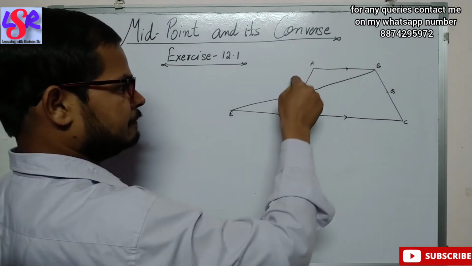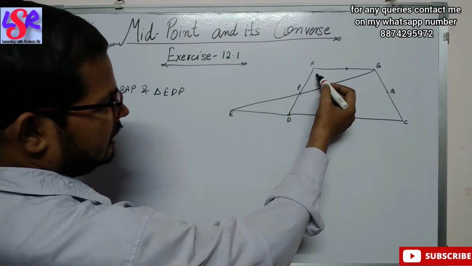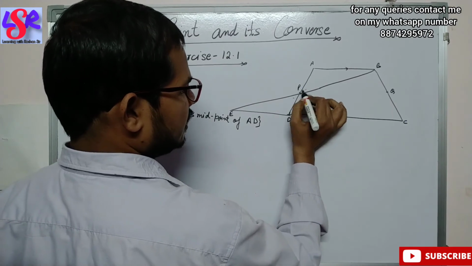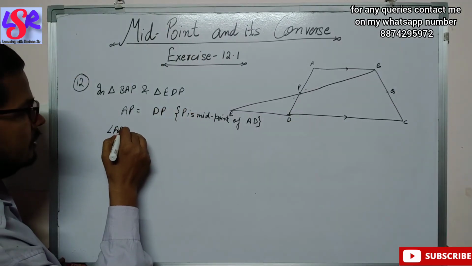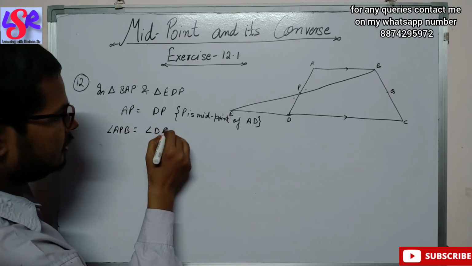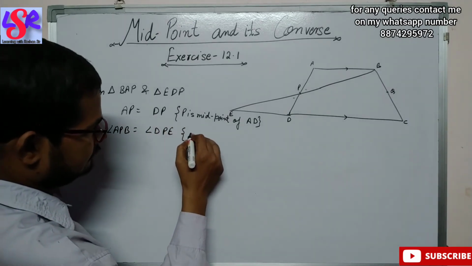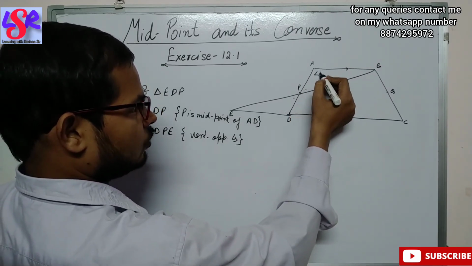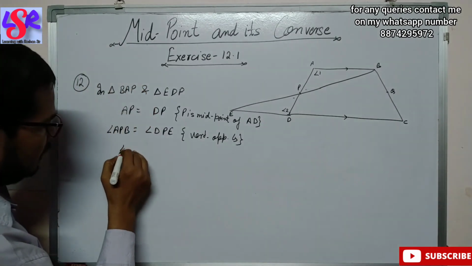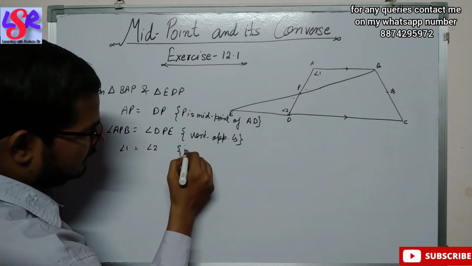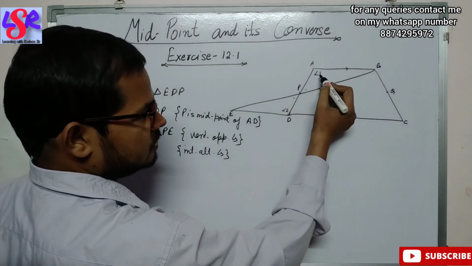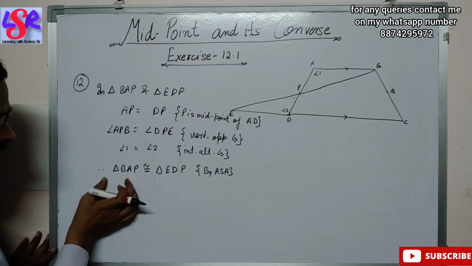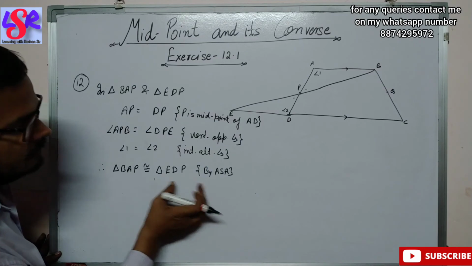So in triangle BAP and triangle EDP, this AP will be equals to DP as P is a midpoint of AD. Then this angle will be equals to this one as vertically opposite angles. So angle APB equals to angle DPE, vertically opposite angles. And this angle will be equals to this one as interior alternate angle. Let this one be angle 1 and this one be angle 2. So angle 1 equals to angle 2, interior alternate angles. Now to prove these two triangles congruent, we have used this angle, this side, then this angle. So it is ASA. Therefore, the triangle BAP is congruent to triangle EDP by ASA.